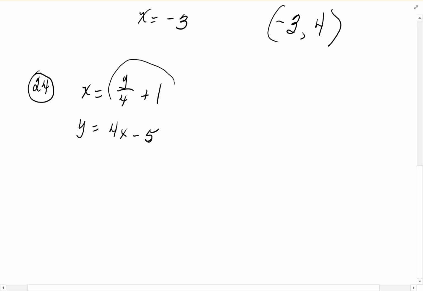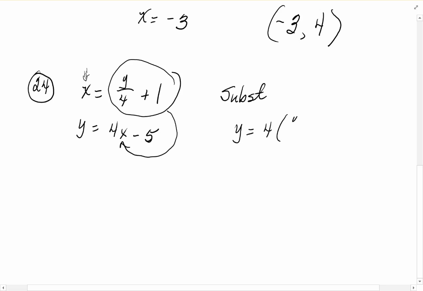I'm going to take this one. I solve for x, and I'm going to take this and put it in the place of x. It looks kind of yucky, but I think it's going to be okay. So when I substitute, I have y is equal to 4(y/4 + 1) minus 5. Okay, so I've taken the first equation, which was solve for x, and plugged it in the place of x in the second one.